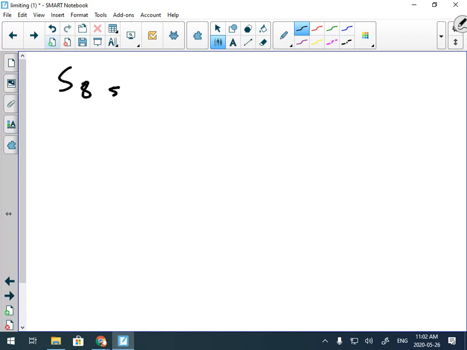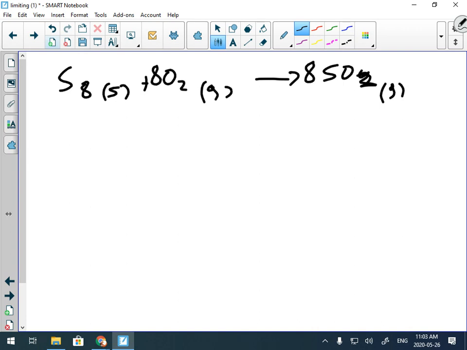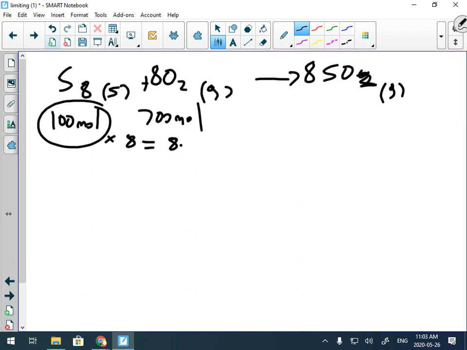So we've got S8 plus oxygen gives me SO2. Whoops, SO2 gas, that's a 2. Okay, so 8 sulfur atoms on each side. Let's say we had 100 moles of S8 and 700 moles of oxygen. Right off the bat, it looks like sulfur is the limiting reagent because it's got way fewer moles. But the idea is, if we used all 100 moles of sulfur and multiplied that by 8, we would need 800 moles of oxygen. And we don't have 800 moles of oxygen, we have 700.